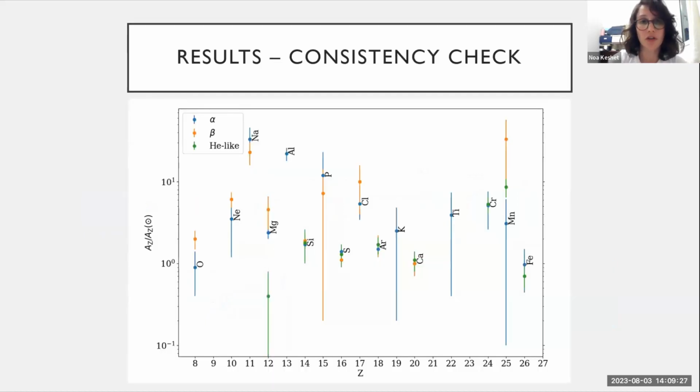So, our results. First, just a consistency check. Wherever possible, we measure not only the alpha line, but also the beta line and the helium-like line. And generally, there is an agreement. But there are places where there are slight discrepancies between the beta line and the alpha line. And this could be due to the width of the line, the turbulent velocity we assumed. And I will touch more on this later on.